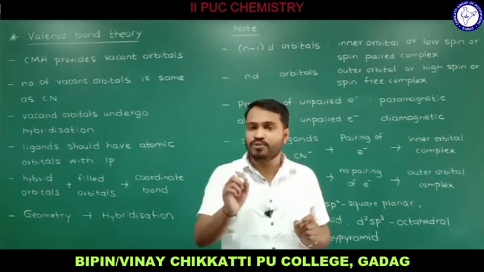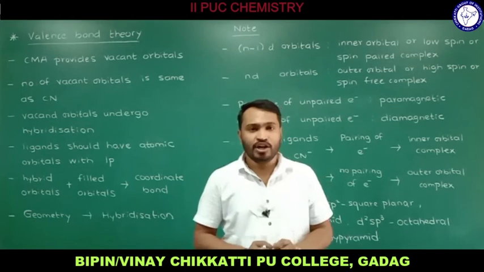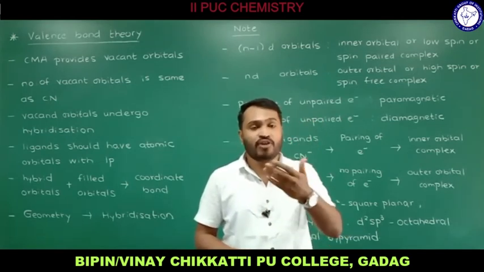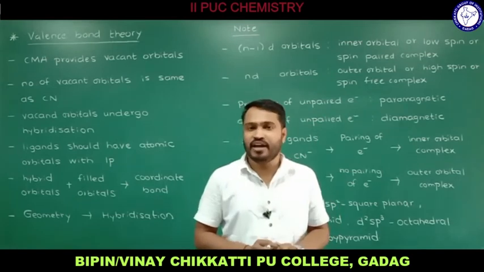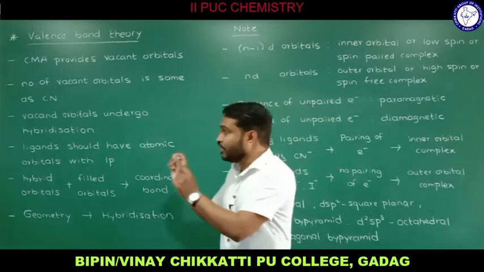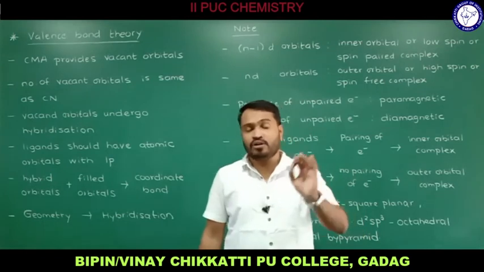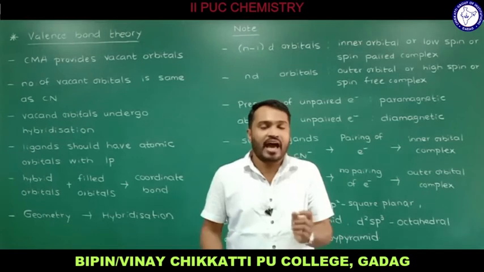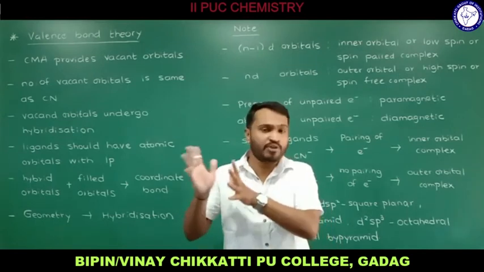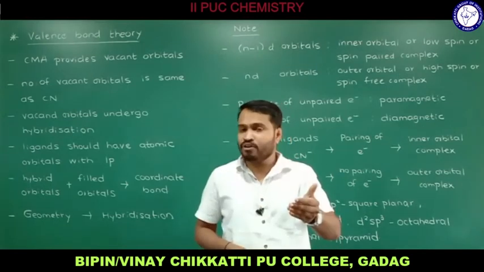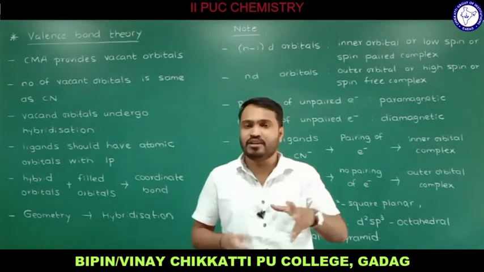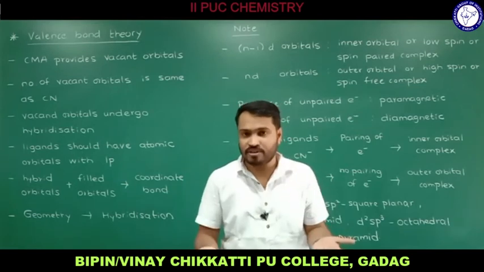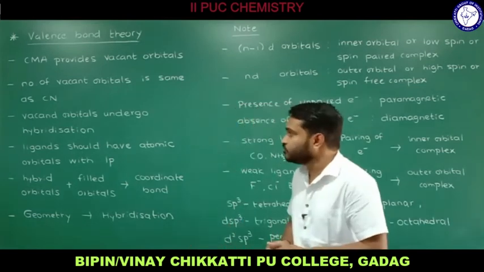Intermixing of atomic orbitals of different energy to get hybrid orbitals of identical energy, we call it hybridization. So remember that in case of hybridization, the number of atomic orbitals involved in intermixing is the same as the number of hybrid orbitals we get. The vacant orbitals of the central metal atom undergo hybridization to produce hybrid orbitals. The same number of hybrid orbitals is going to be produced.